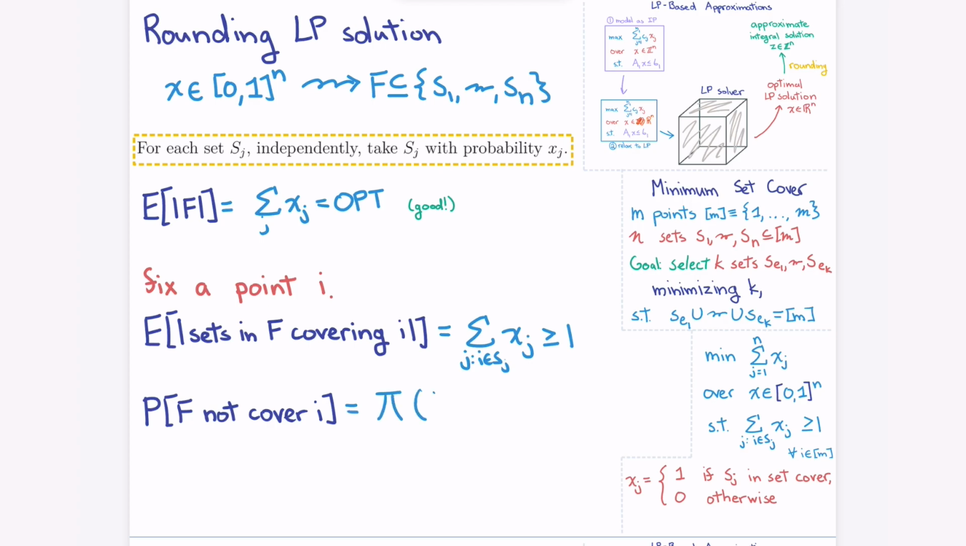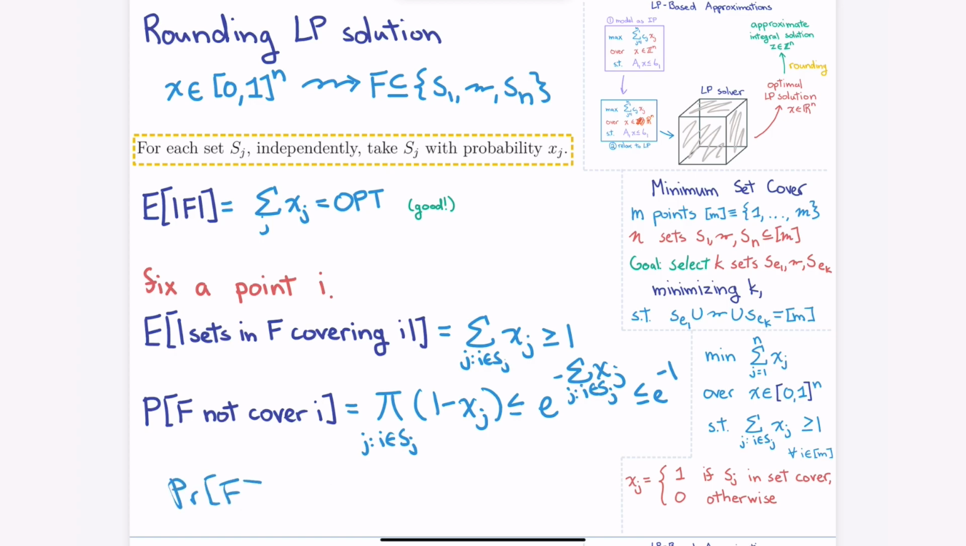Okay, the product of 1 minus xj over which j's? Okay, so this will be the exact probability, right? Because they all have to fail. Okay, now I have one of these messy terms. Okay, e to the negative sum over j where I is in Sj of xj, and this is at most 1 over e. So the sum is at least 1, but there's a negative sign, so you get the less than or equal. Okay. So the probability that we cover I is at least e to the minus 1.